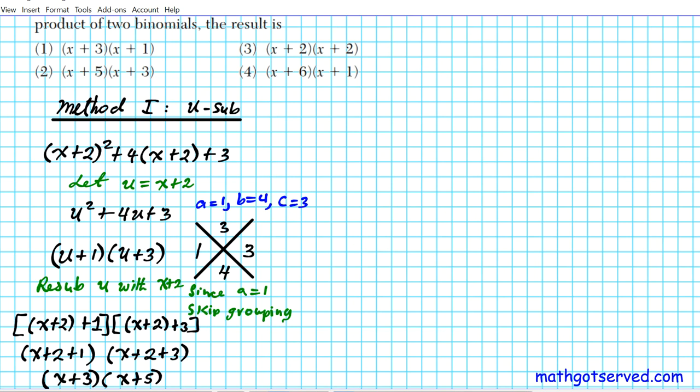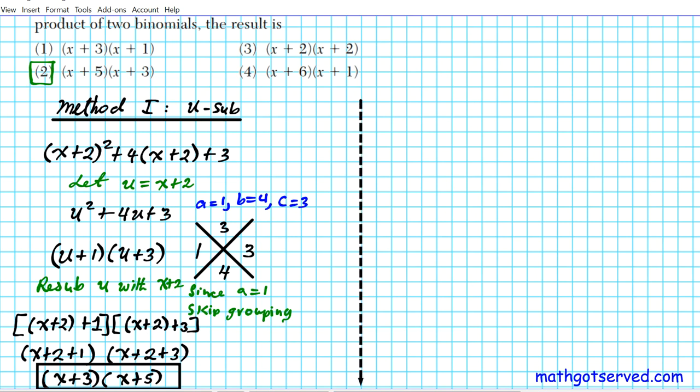Ladies and gentlemen, that's the answer to question number 1. Our answer is option letter 2. We know that multiplication commutes. The order of the product of factors does not really matter. Alrighty, okay. So this is method 1 using the u substitution method.